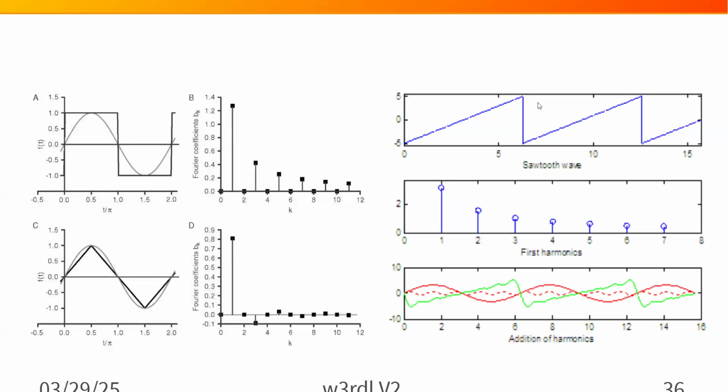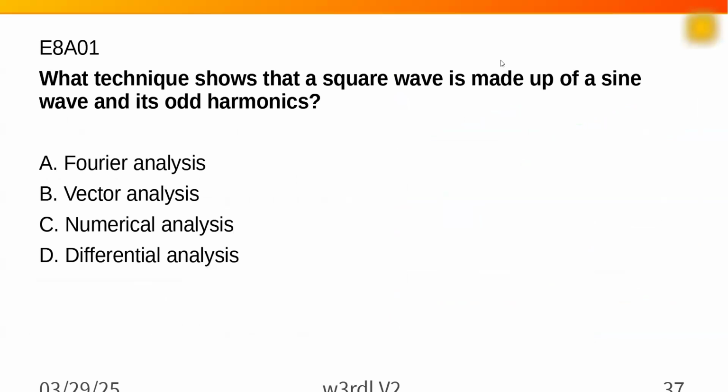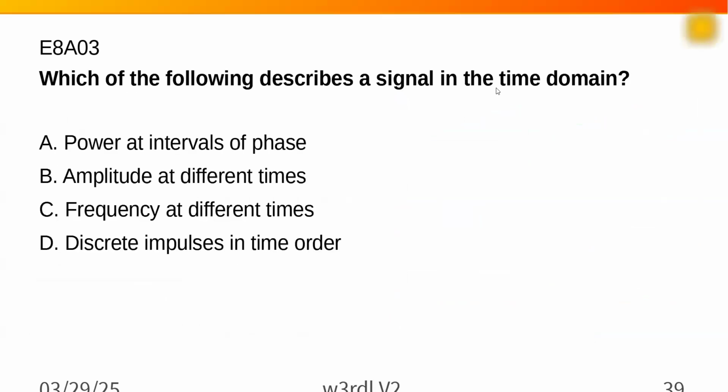Yeah, I was talking about the wrong one. This was just for the triangle wave. The sawtooth has all positive, but it's odd and even, as opposed to just being odd. So what technique shows that a square wave is made up of sine and its odd harmonics? Good old Mr. Fourier. Which of the following describes a signal in the time domain?